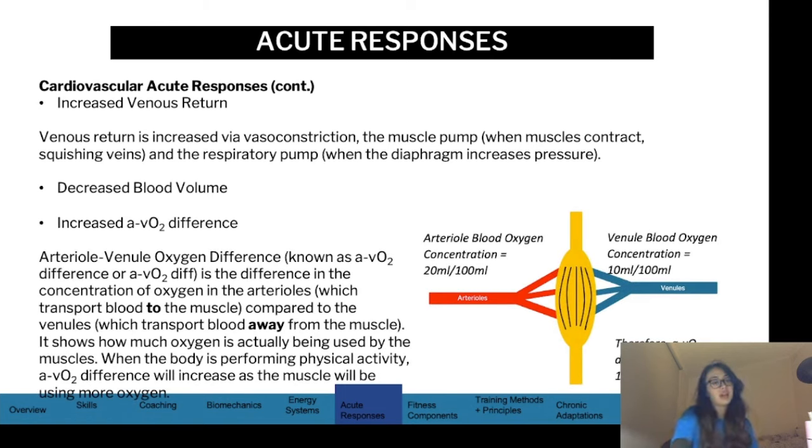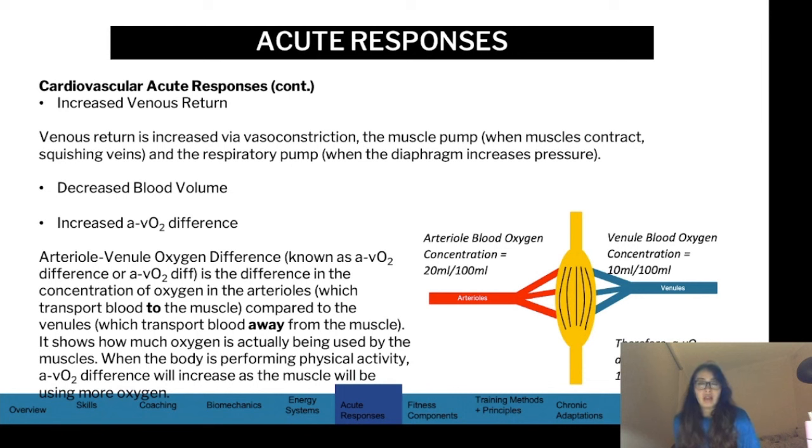I'm probably not going to spend a lot of time discussing AVO2 difference, because we don't have much time left, and there's still quite a bit to get through. But definitely spend some time looking over this slide and trying to read it. Real quick, when we pump blood around the body, blood leaving the heart goes to the arteries, and blood returning back to the heart after it's been deoxygenated goes to the venules. Comparing the amount of oxygen in each part, from arteries to venules, will show us how much oxygen was extracted. We want more oxygen to be extracted from the working muscles, because that means our muscles have done more aerobic energy production.